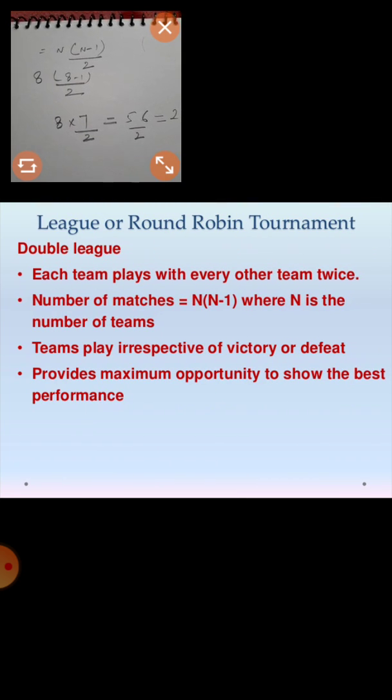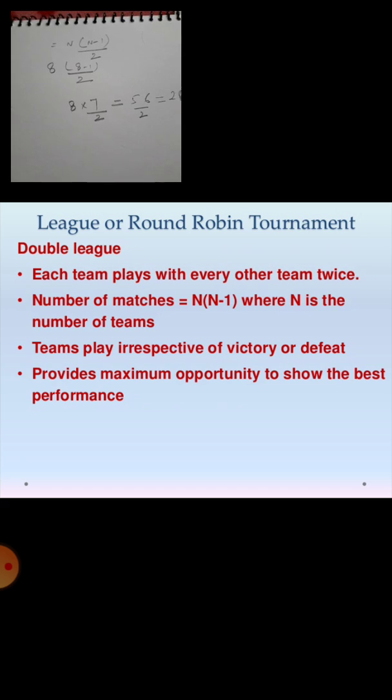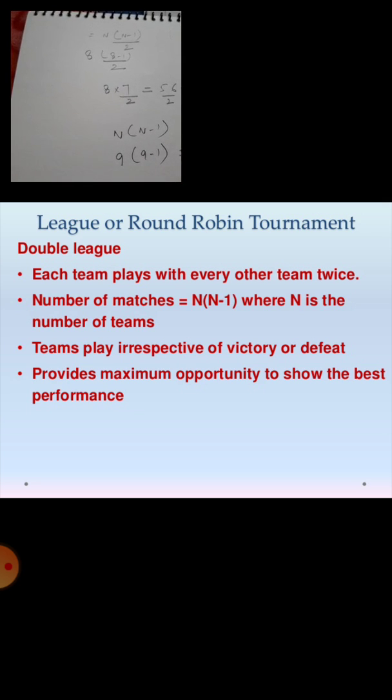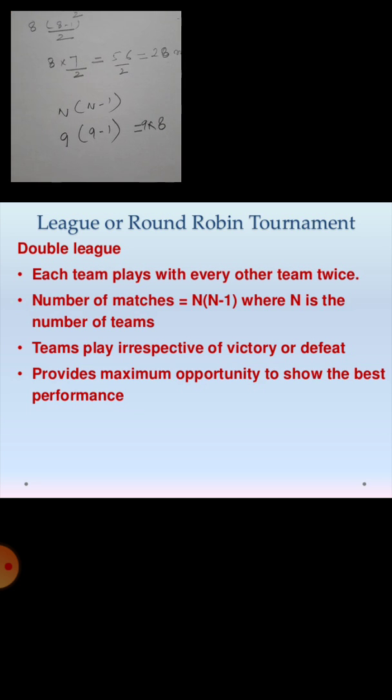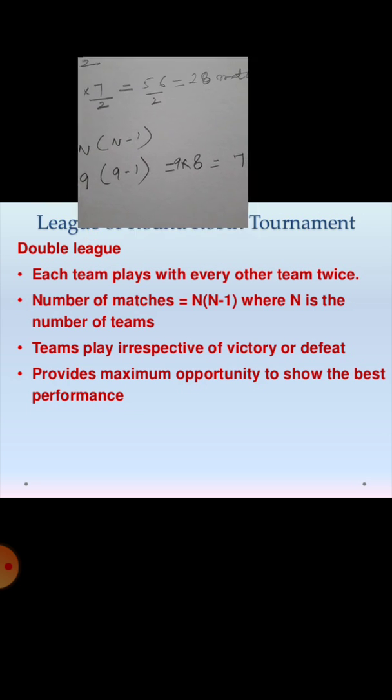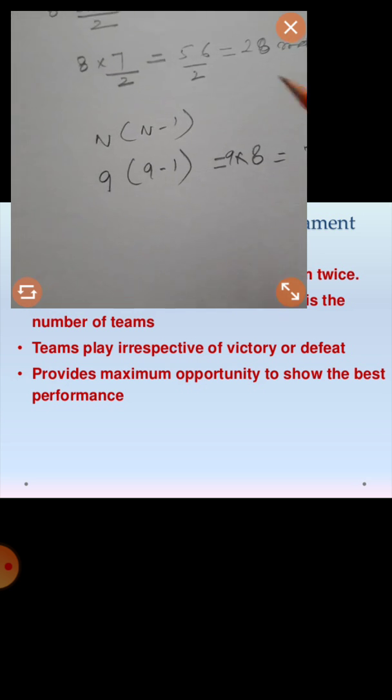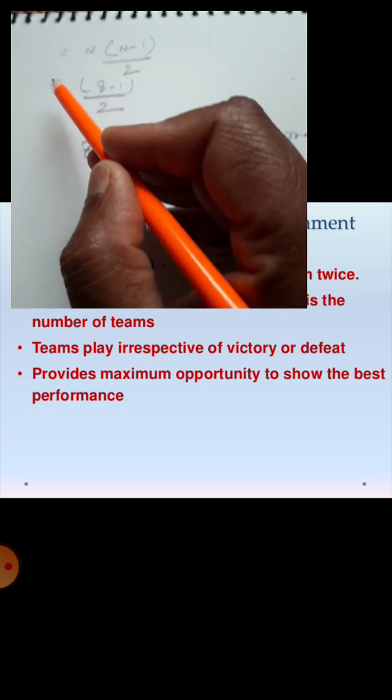so let's see the other, the double league tournament. A double league tournament is where each team plays with every other team twice, irrespective of victory or defeat. The number of matches calculated in this tournament is n(n minus 1). Suppose there are 9 teams, so the number of matches will be 9 multiplied by 8, total 72 matches. So the number of matches will be 72. This is for the double league and this is for the single league.